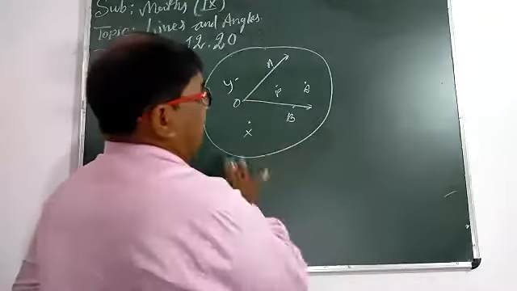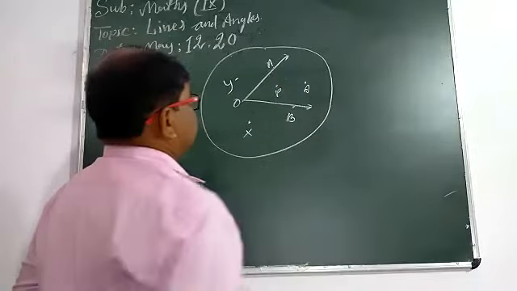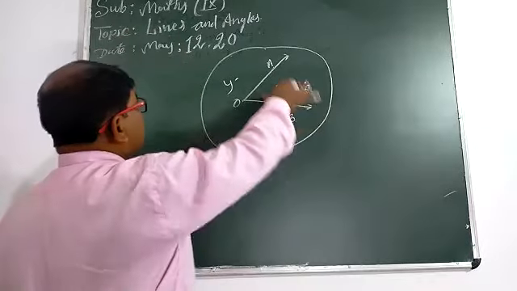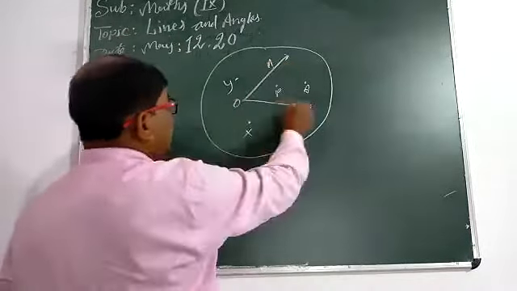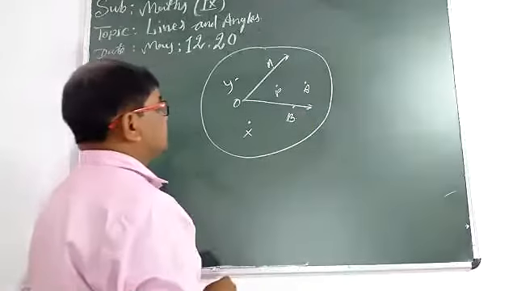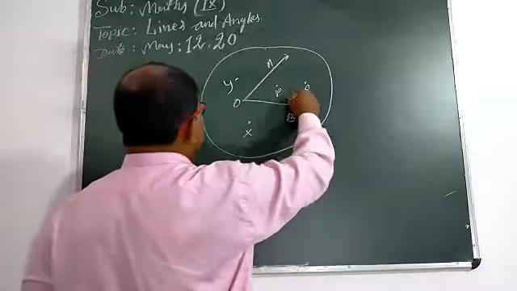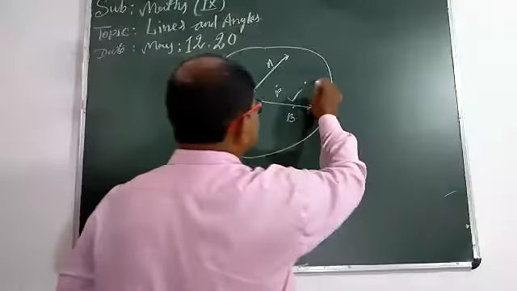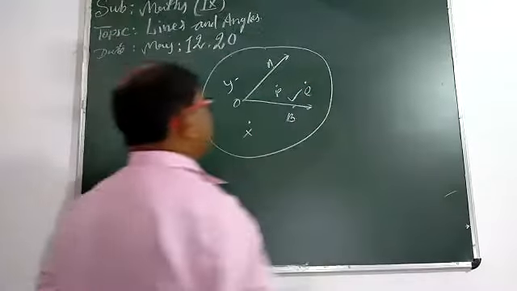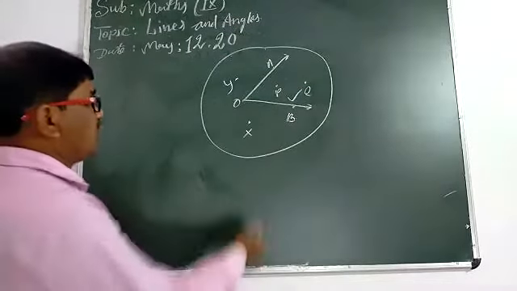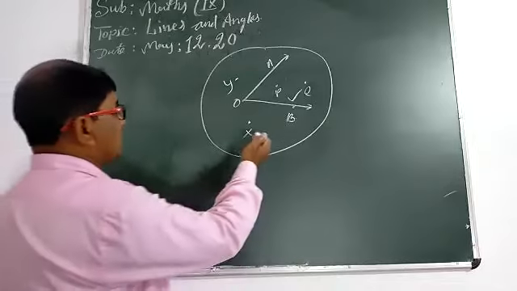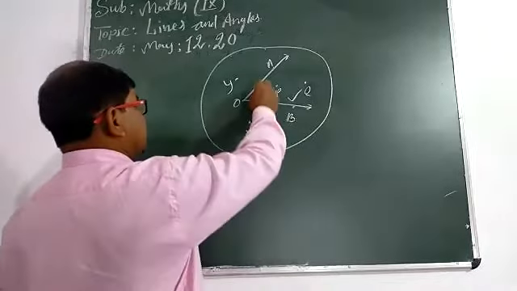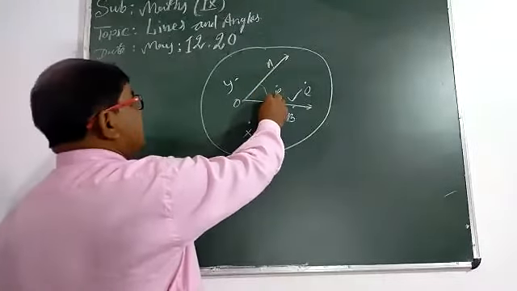This is a plane. So many points here. AOB is an angle. Some points inside the angle, P and Q, they are inside the angle. Some points outside the angle. Student, this is the angular region.